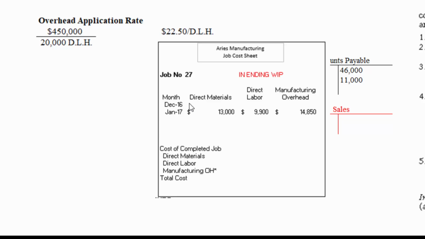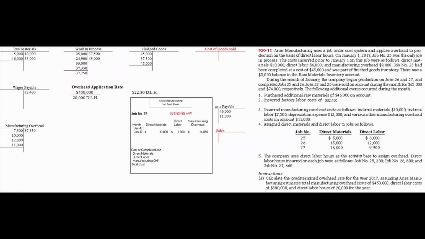But if you add up those numbers so far, you should see that we spent $37,750 so far, and sure enough, that's our ending balance in work in process. That's the only job we're still working on at the end of January. So that $37,750 balance represents the cost we've invested so far in job number 27.